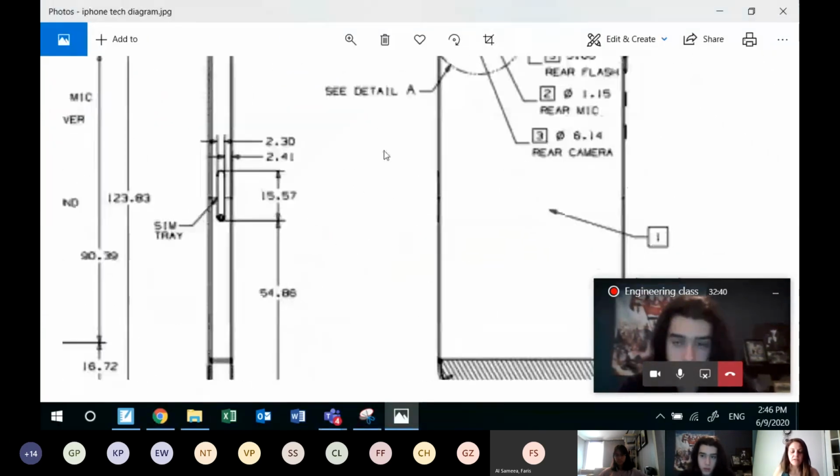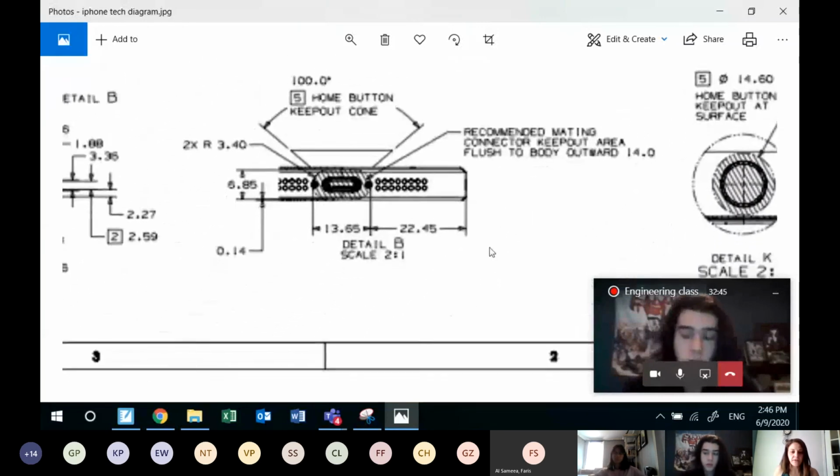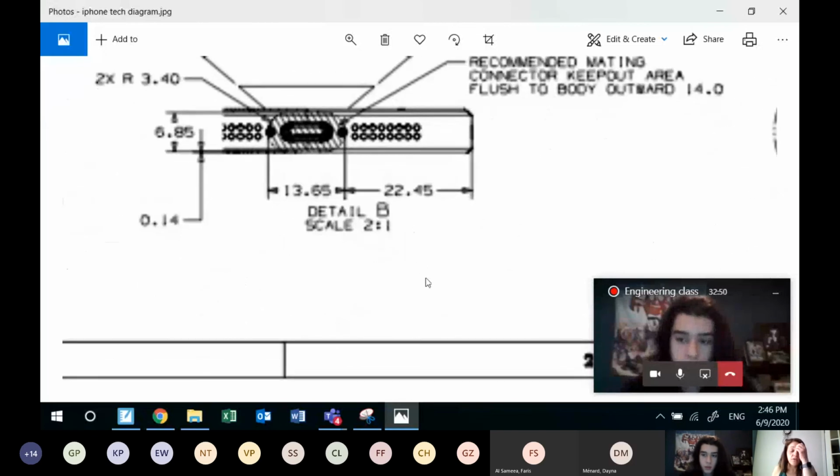If I go back to this, you have scale written down somewhere. Where is it? Oh, right here. See that? So who can tell me? I believe this is the jack for inserting the charging cable, right? It says scale 2:1. Who can tell me, is this a reduction scale or enlarging scale? What do you guys think? You can write your answer on the chat. Is that a reduction or enlarging?